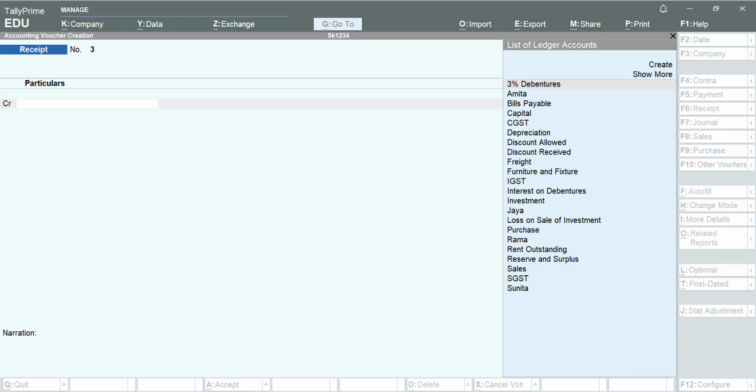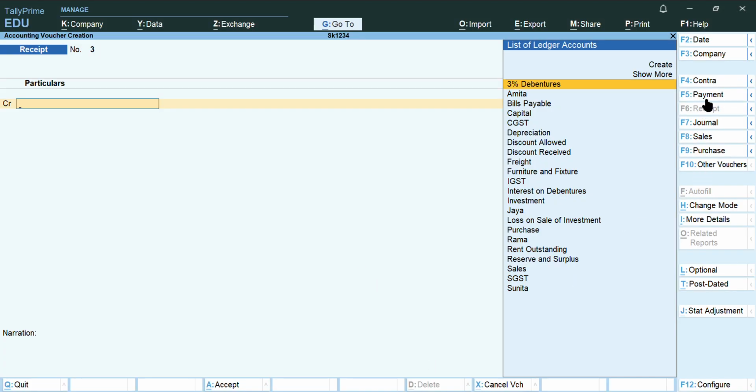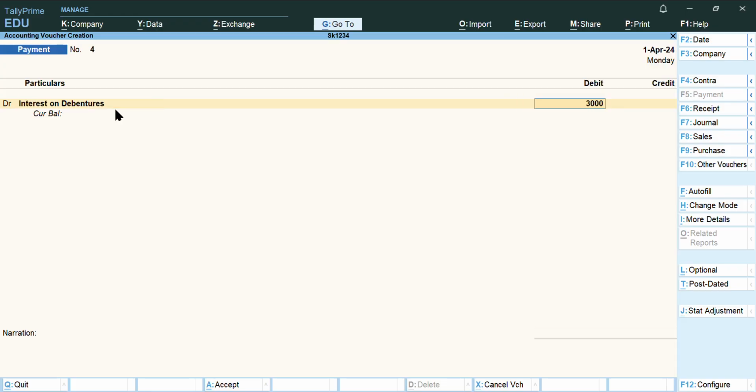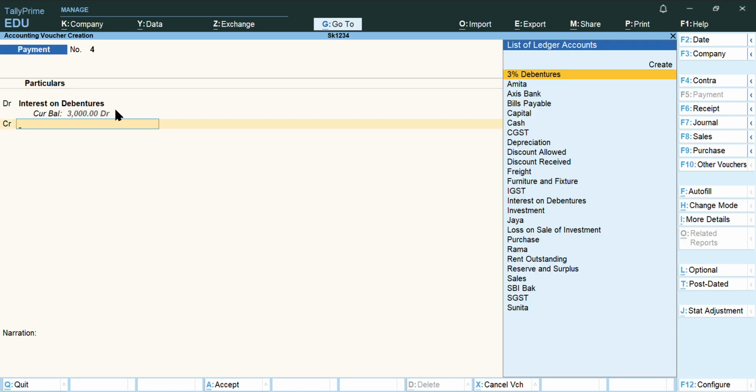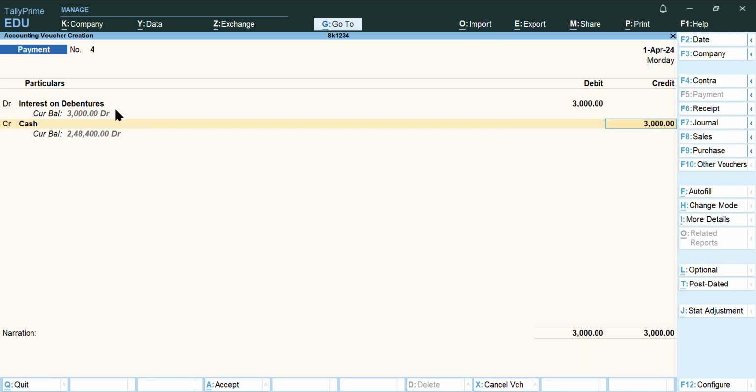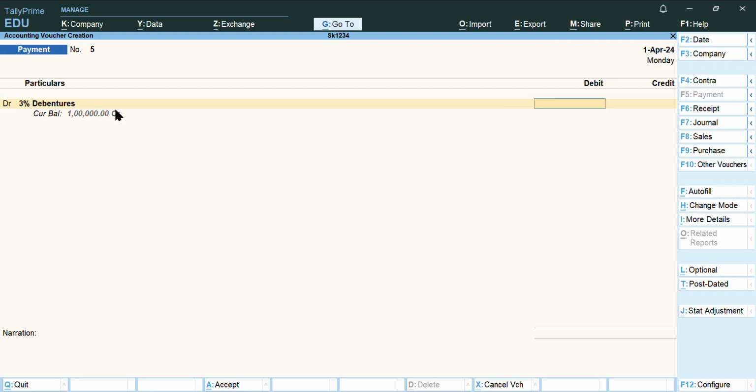Now, if you receive it, it's a receipt voucher. Now herein you paid interest, so interest to bank. So your voucher is going to be a payment voucher. Now the debit is going to be interest on debentures. Interest on debentures amount we have already calculated: 3,000. Otherwise you can activate the calculator through Control plus N. Now credit is interest to cash because you paid it through cash. 3,000. That's it.